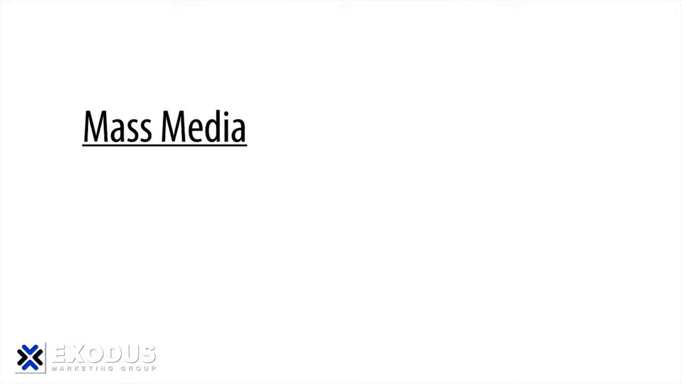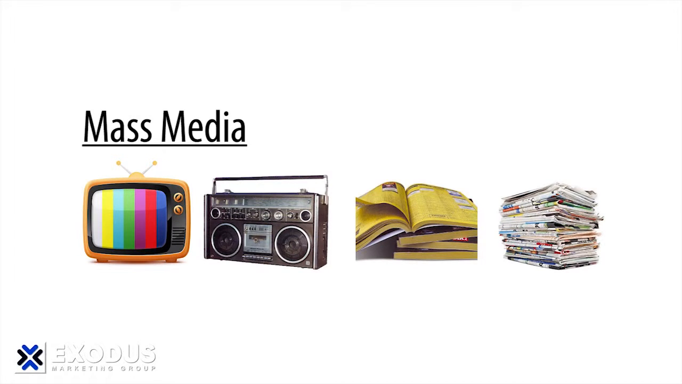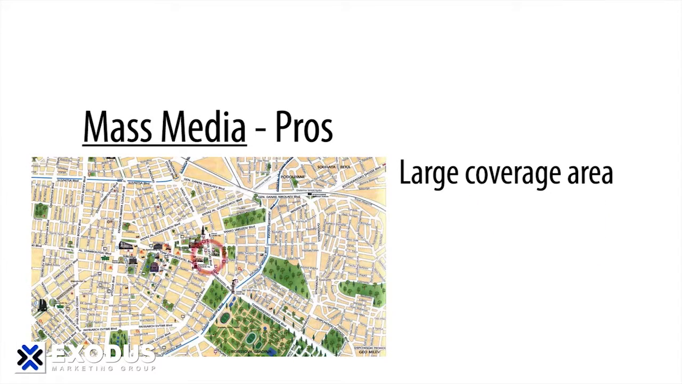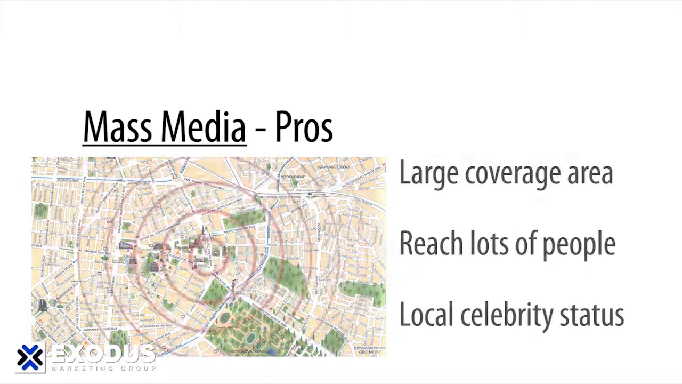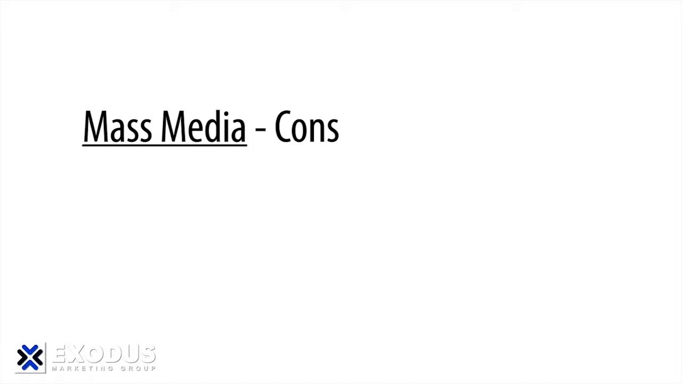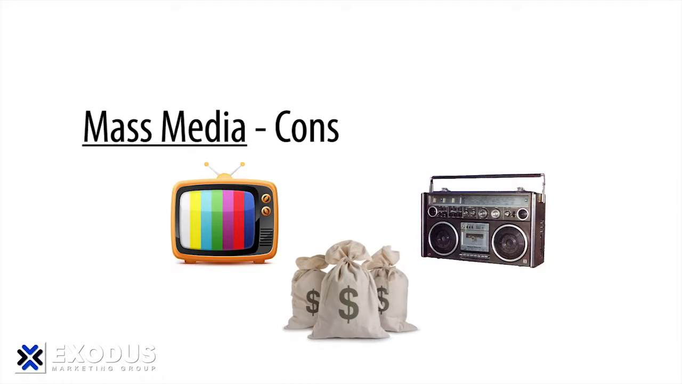Mass media includes television, radio, the yellow pages, the newspaper, etc. The pros of mass media are large coverage areas, you can reach lots of people, and there's even a little bit of celebrity status in it for you. But the cons, however, come to bear pretty quickly. TV and radio are very, very big budget, and the results take quite a while to kick in.